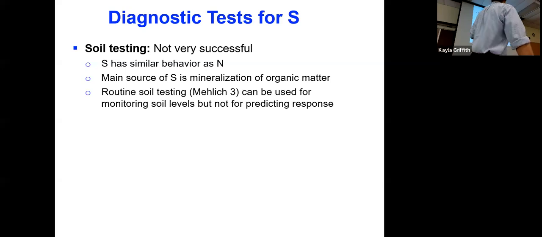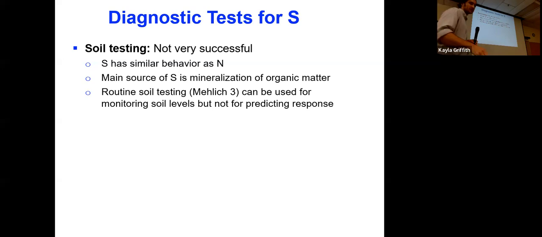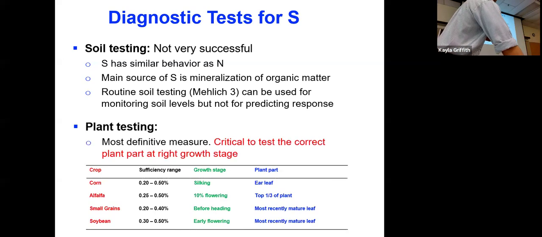Soil testing is not very successful. Sulfur has a similar behavior as nitrogen, and the main source of sulfur is this pool of organic matter that's binding your sulfur. So again, the amount of organic matter in the pool is very important for sulfur as a nutrient. Routine testing can be useful, but not necessarily predictive. This is a chart. I'm not going to go through it.